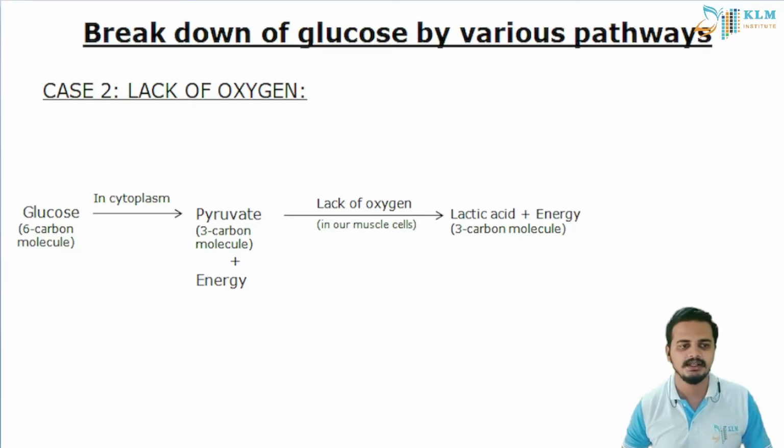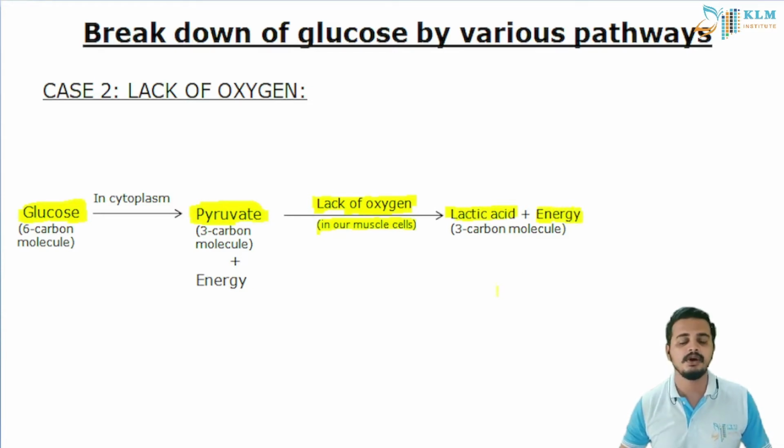Next, here oxygen is present, but there is a lack of oxygen. This happens when there is a lack of oxygen. Again, the same step, students. Glucose is converted into pyruvate, and in the lack of oxygen, an example of this case is it happens in our body itself, in our muscle cells. It produces lactic acid plus energy.